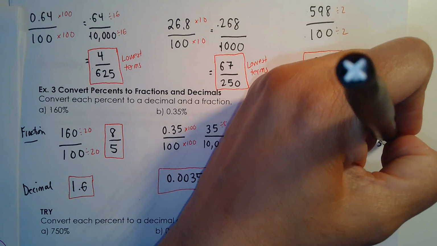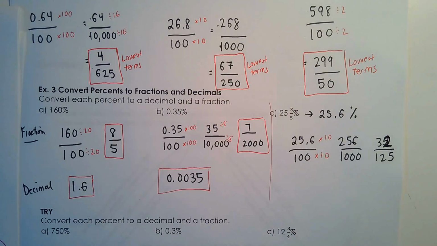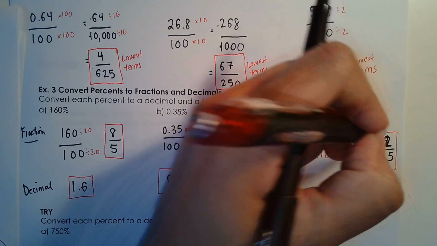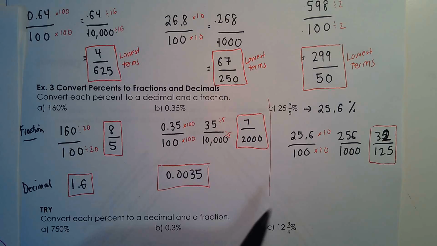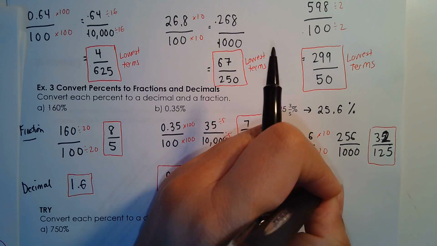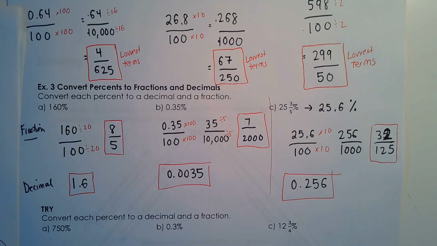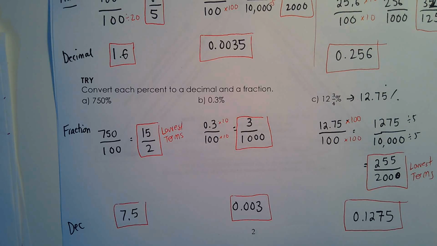and then putting it into lowest terms, you end up with 32 over 125. And then I need to put that as a decimal. So 0.25256. So I'd like you to pause the video and try the 3 examples at the bottom.